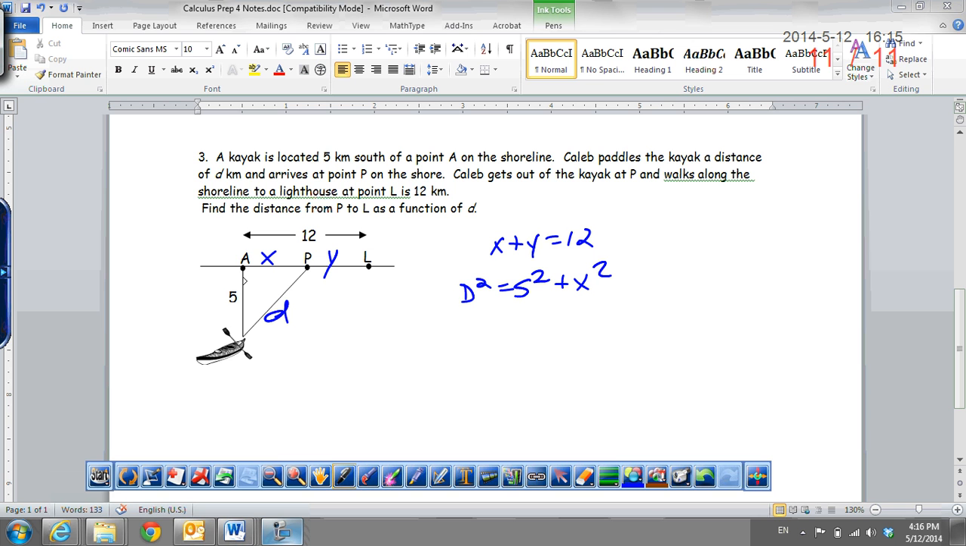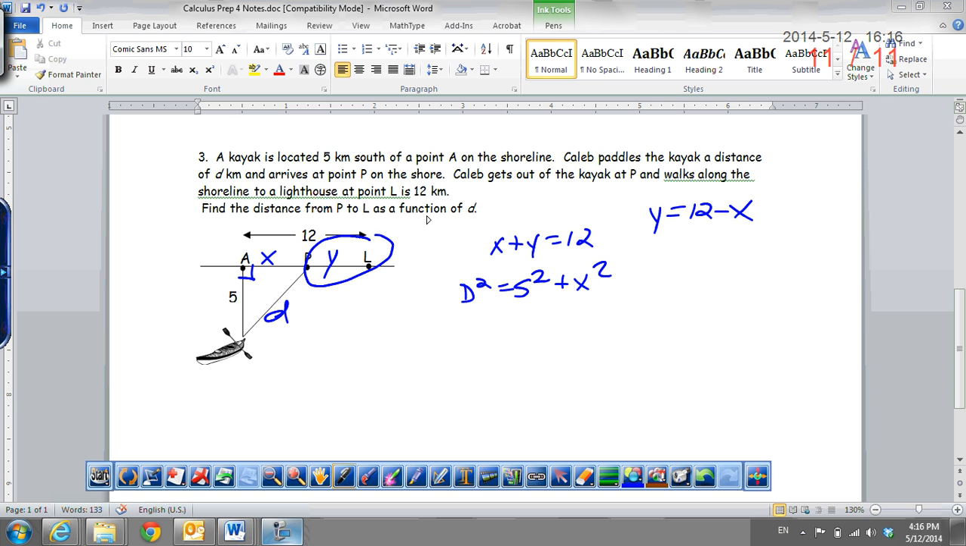Excuse me, because of the Pythagorean theorem, which says a squared plus b squared equals c squared. Now, how do we know this is a right triangle? Well, this is due south. So we are taking a little assumption there, but I think that's safe to say that that is a right triangle. All right, once again, we just want to solve for this distance PL, so we're going to solve for y. So I'm going to move x over.